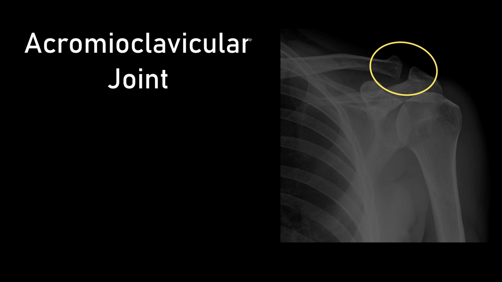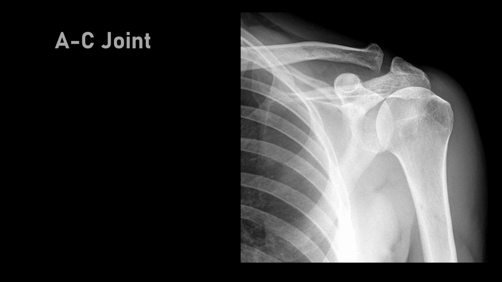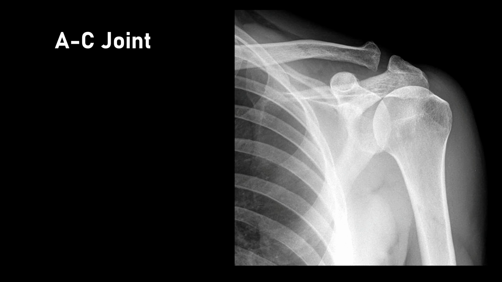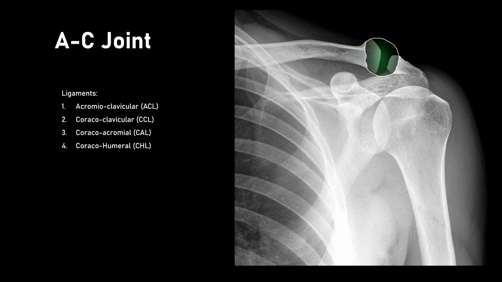Now let's talk about the acromioclavicular joint. To assess the acromioclavicular joint, you should know about certain structures which support the joint. The first one is the acromioclavicular ligament, which reinforces the joint capsule. Then certain structures which arise from the coracoid process: the coracoclavicular, coracoacromial and the coracohumeral ligament. To check for the alignment, you should compare the inferior surfaces of the clavicle and the acromion and the line joining the inferior surfaces.